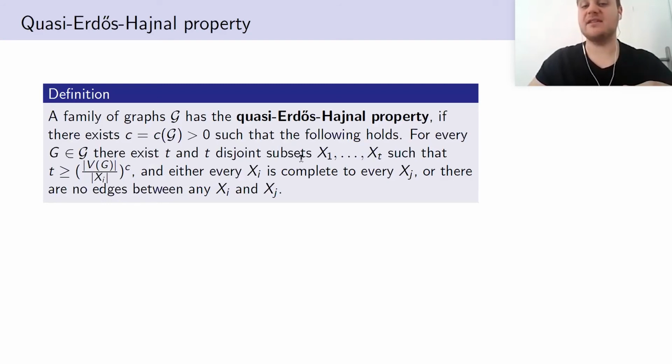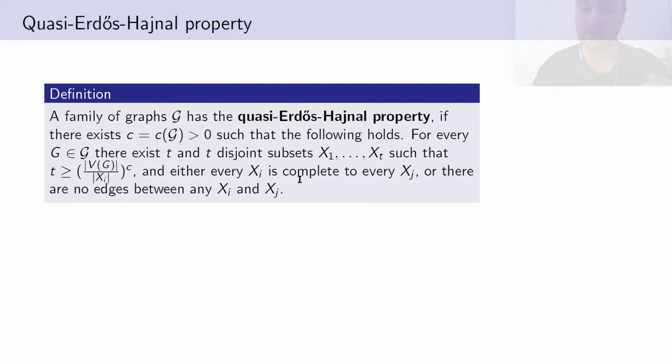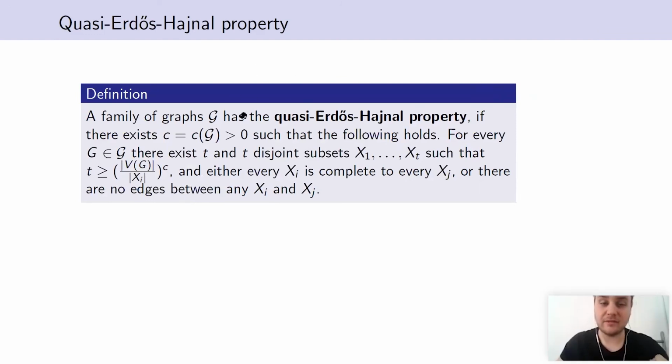And we have that either any two of these sets are complete to each other, or for any two sets there are no edges between them, then we have this Quasi-Erdős-Hajnal property. Now let me note that if we could always guarantee that this T that we get is 2, then this definition would be equivalent to the Strong-Erdős-Hajnal property. So this definition is really a relaxation of the Strong-Erdős-Hajnal property.